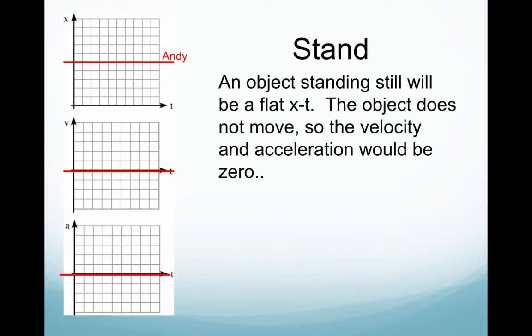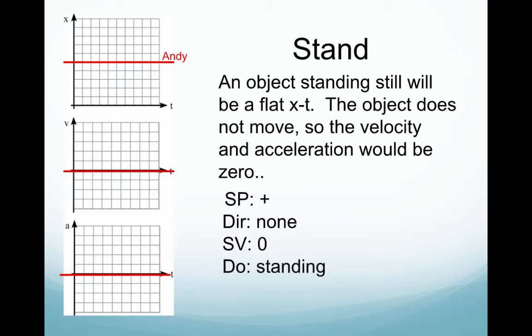Let's look at those other 4 identifiable factors. The starting position of Andy is positive. The direction is negative. The starting velocity is 0, and he is standing. The DO is standing. This would be an analysis of standing.